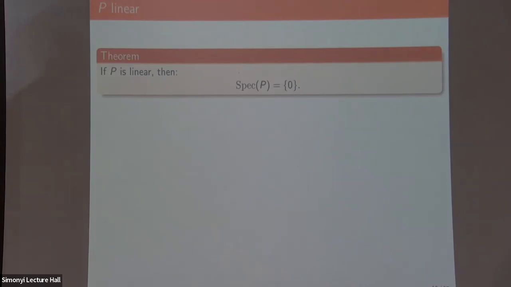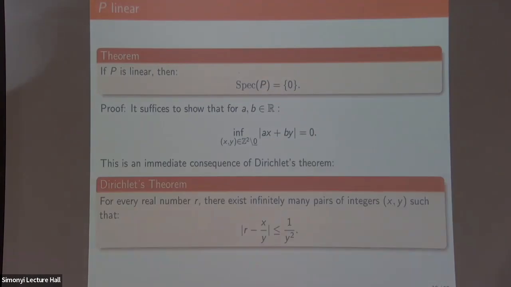So if P is linear, the problem is quite easy. If P is linear, the spectrum is just the point 0. And why is that? It suffices to show that the infimum of such a linear form over the integers is 0. And you can see that if you divide by y and a, you can bring this really into the form of Dirichlet's theorem in Diophantine approximation.